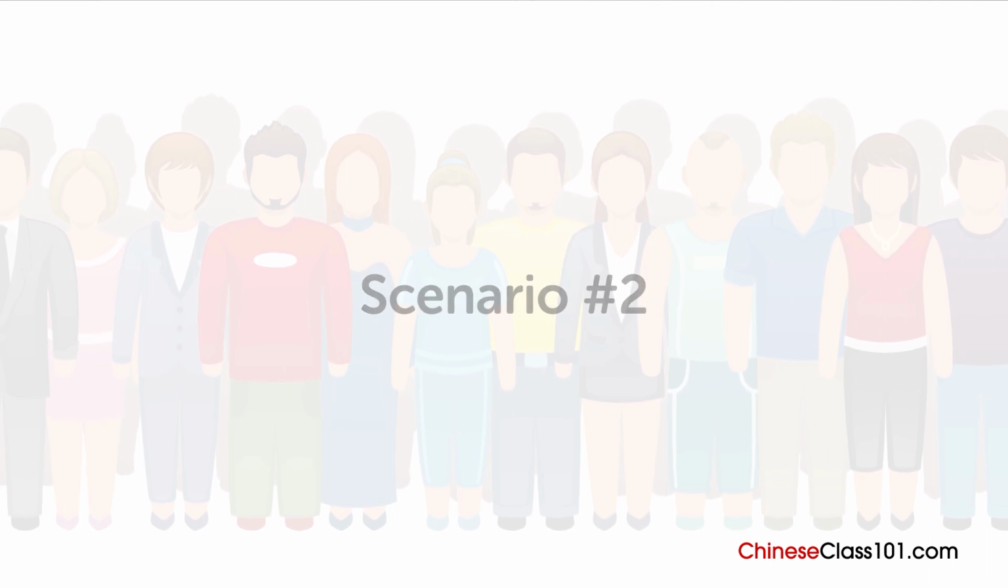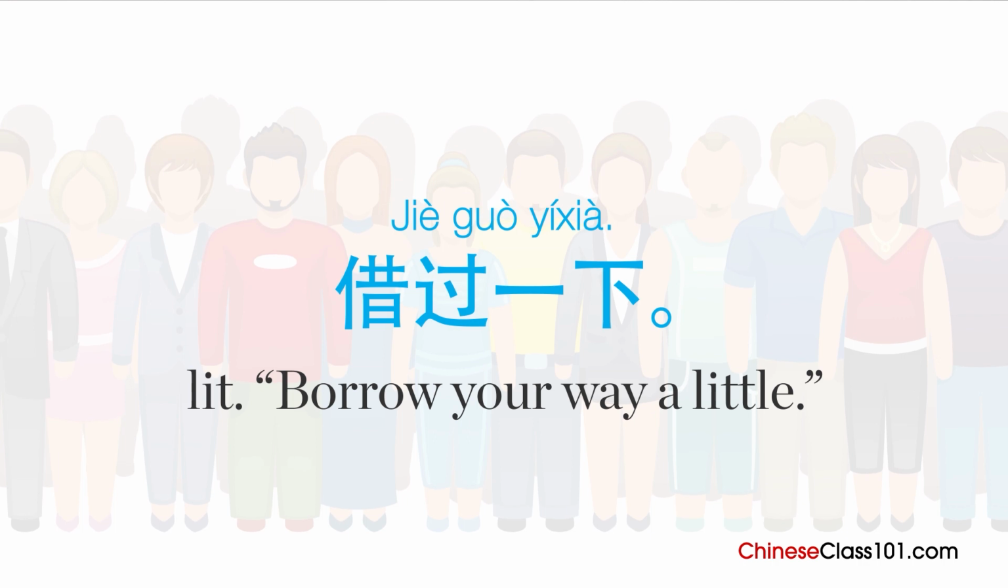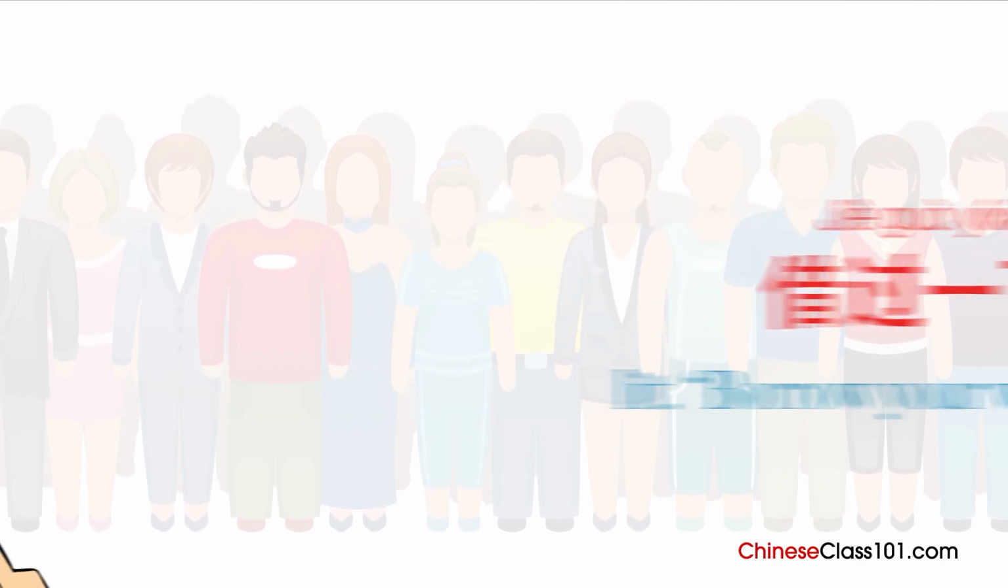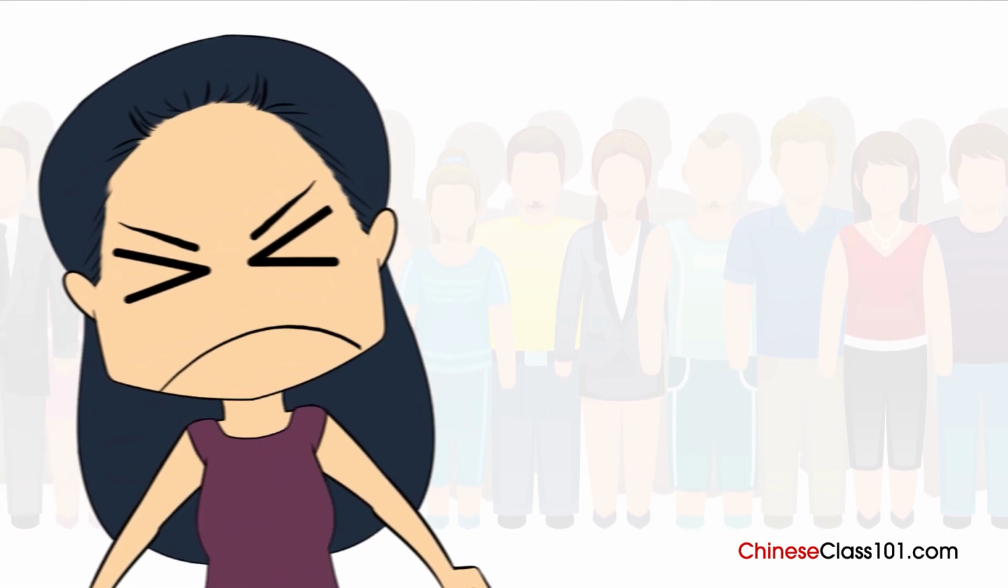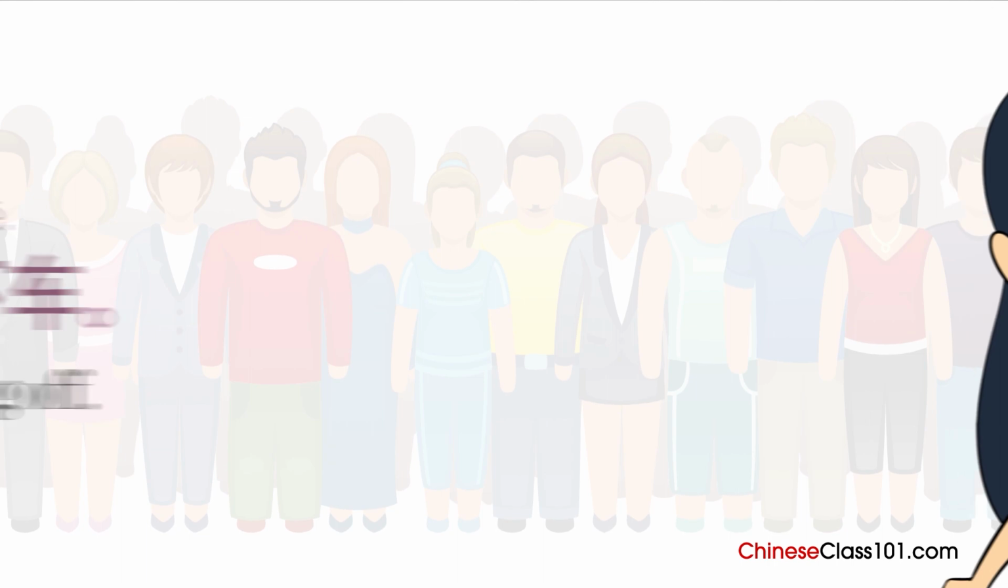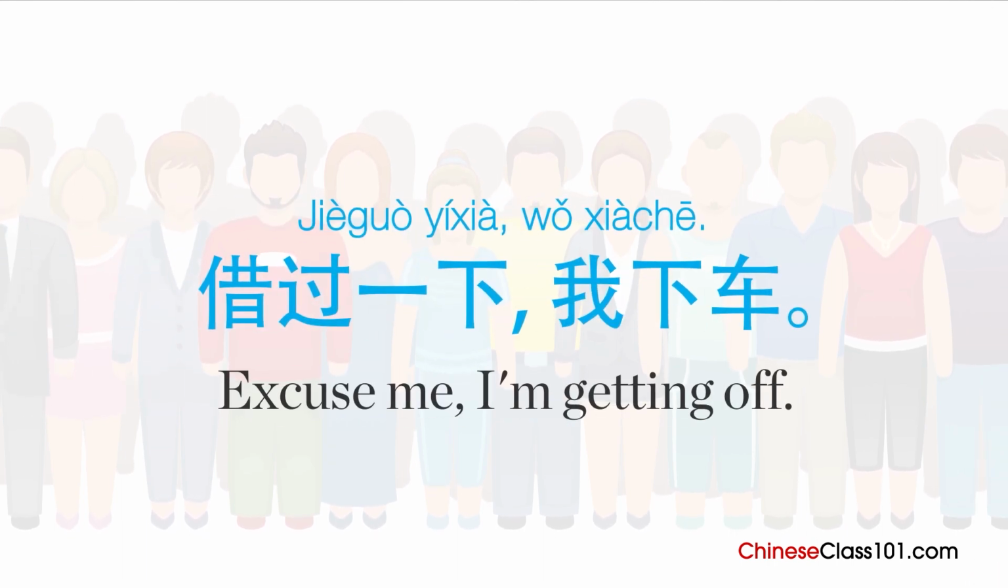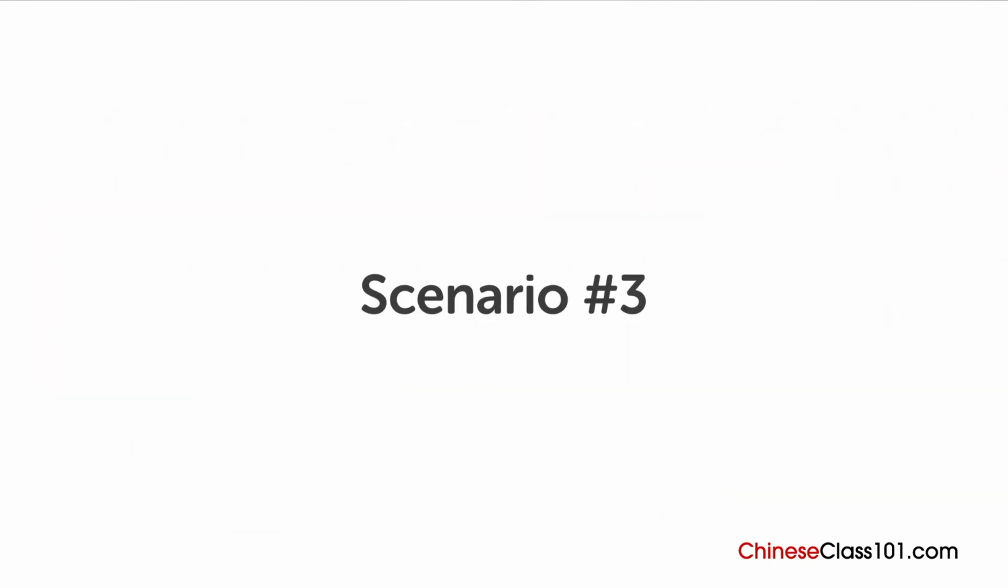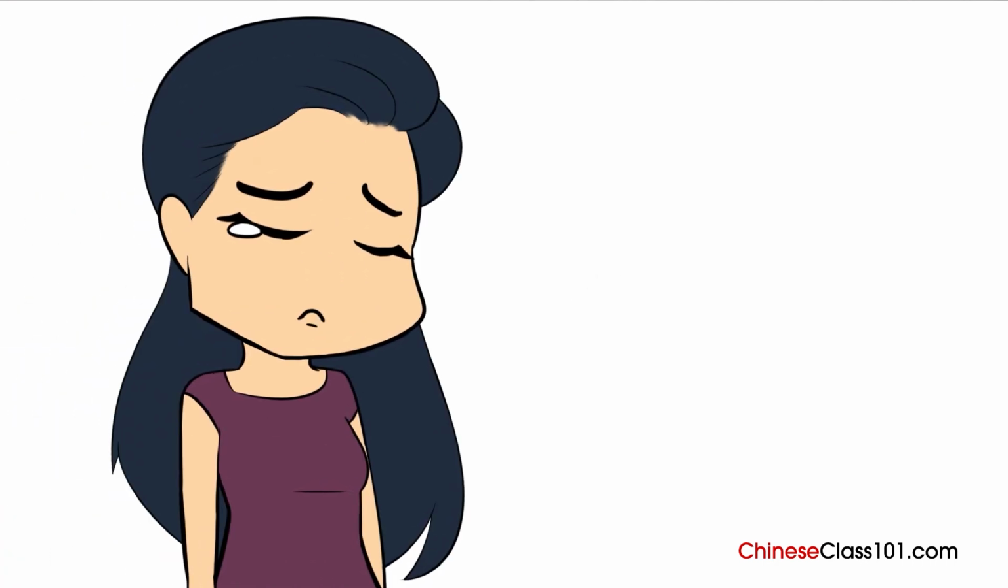Scenario number two. You're passing through a big crowd. You might say 借过一下. The literal translation for this is borrow your way a little. So you're on a crowded train at rush hour and you need to get off. Just elbow your way out and say 借过一下,我下车.